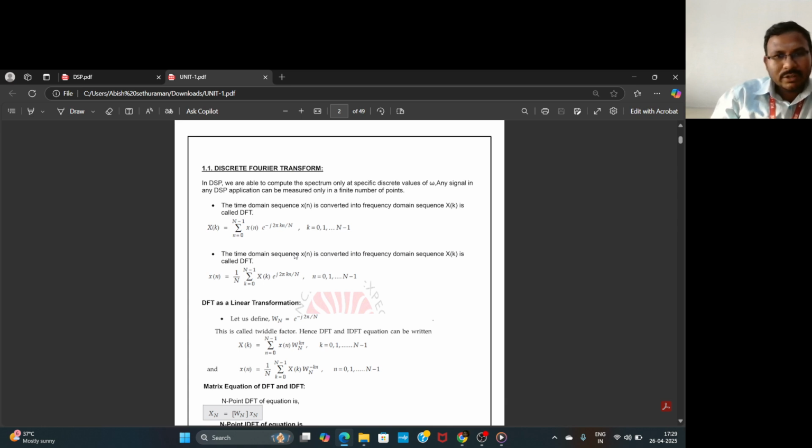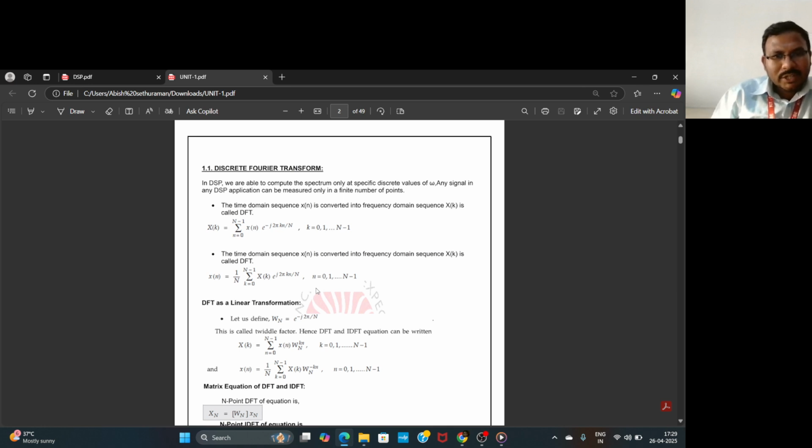Then the next one is the inverse discrete Fourier transform. Here the frequency domain sequence is converted into a time domain sequence. This is the formula: x of n equals 1 divided by N summation k equal to 0 to N minus 1 capital X of k e power j 2 pi k n divided by capital N. Similarly k equal to 0 to N minus 1, and in similar fashion the n value is also 0 to N minus 1.